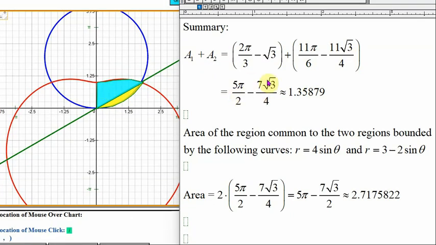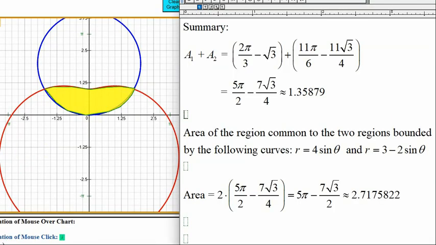So the area, once again, for this piece right here is 1.35879. And then the area that we want is this region right here. So we just double this, and then we get 2.7175822. And that's the end of the video.